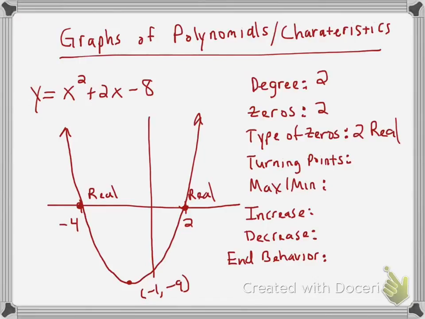Alright, now the number of turning points, we only have 1 turning point. I only change direction once. If you look at your picture, you start at the left, you start to decrease, you hit the vertex, you change direction, and then you increase. Alright, with this, we do have a minimum value, and that minimum value is -9. When we increase, remember, we're going to increase from our x value to the right side of our domain. We're decreasing from the left side of our domain to that x value, that changing point.